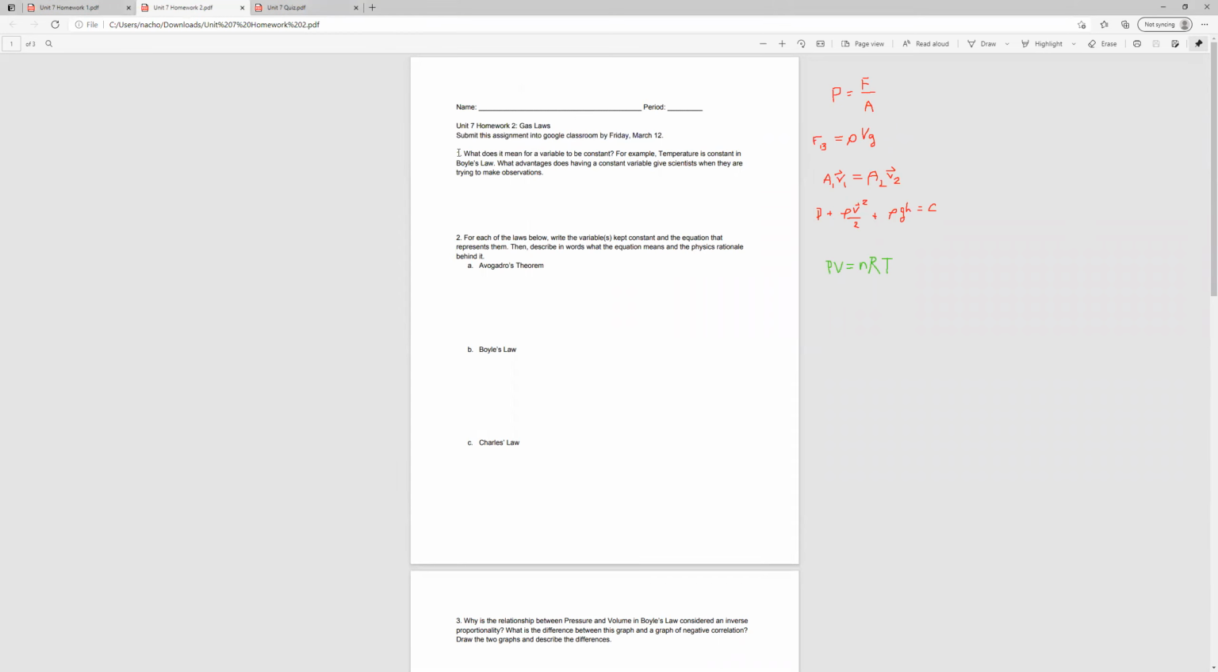All right, it says, what does it mean for a variable to be constant? Well, for example, temperature is constant in Boyle's law. What advantages does having a constant variable give scientists when they're trying to make observations? When something is constant, that means that it does not change, literally.